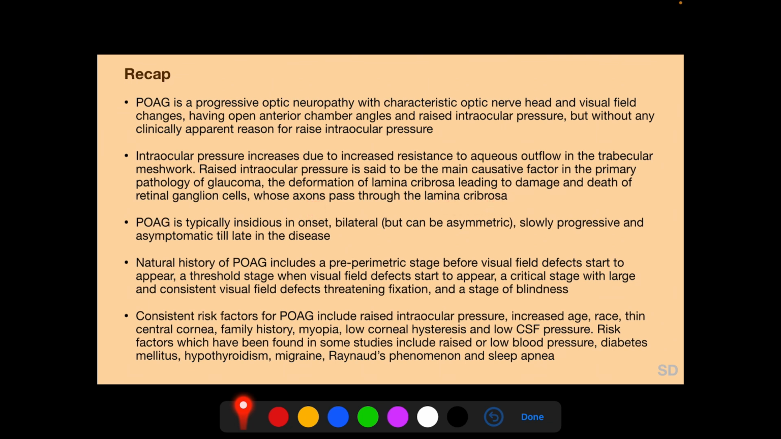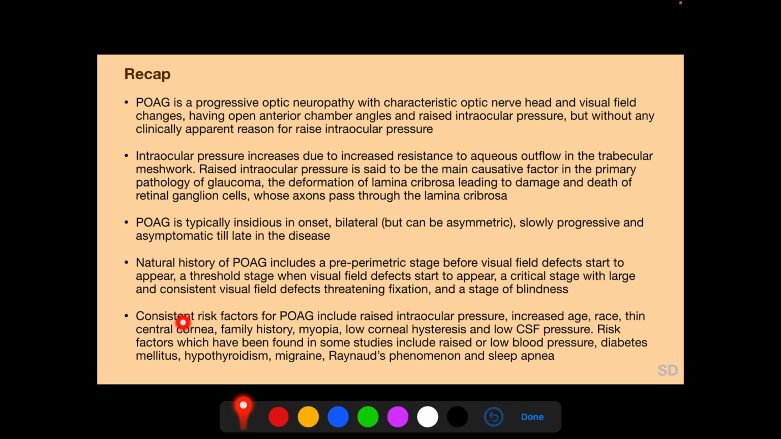Primary open-angle glaucoma is typically insidious in onset, bilateral but can be asymmetric, slowly progressive, and asymptomatic till late in the disease. Natural history of primary open-angle glaucoma includes a pre-perimetric stage before visual field defects become apparent, a threshold stage when visual field defects start to appear, a critical stage with large and consistent visual field defects threatening fixation, and a stage of blindness.